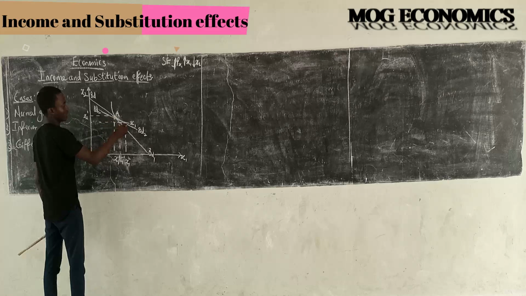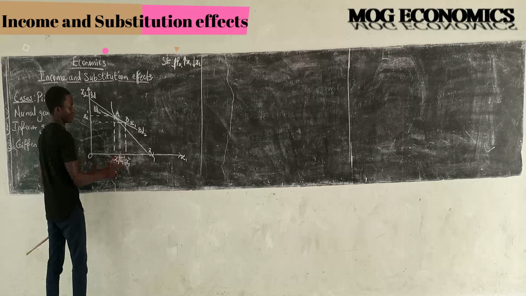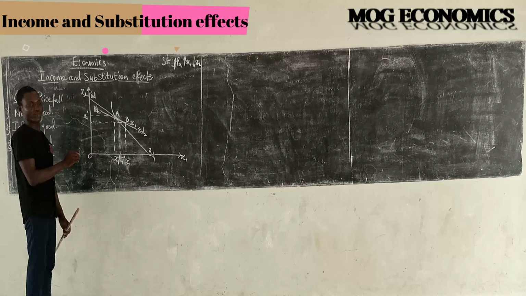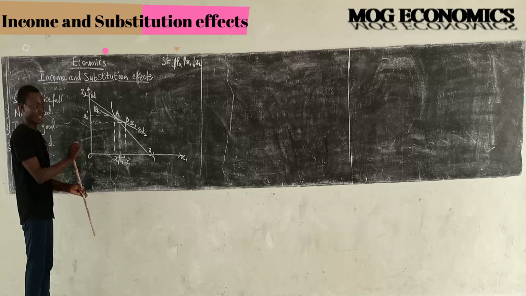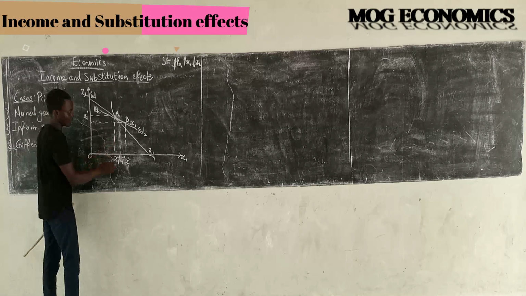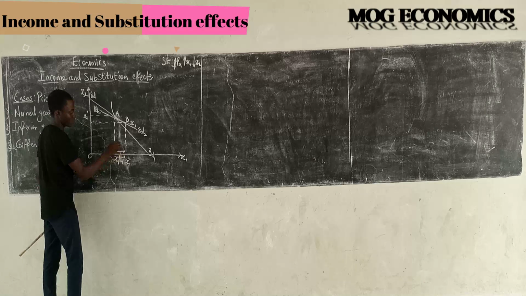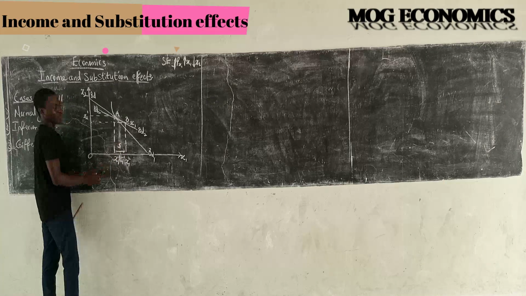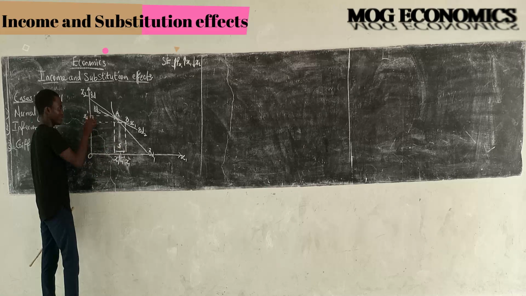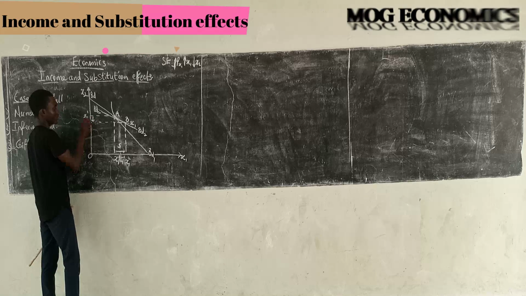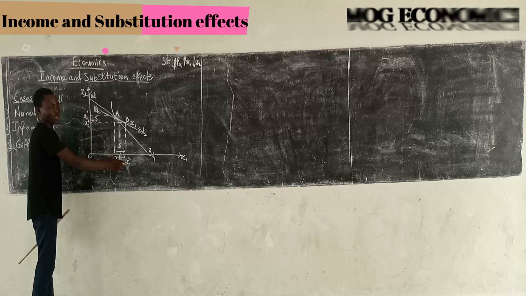Now, A to point B is showing the what? It's showing the substitution effect. So what we've just shown here is the substitution effect of everything that has happened. So moving from this point to this point is the substitution effect. The substitution effect is saying that we should buy more of commodity X1, and also that we should buy less of commodity X2. Substitution effect is telling us to buy less of this and to buy more of this.